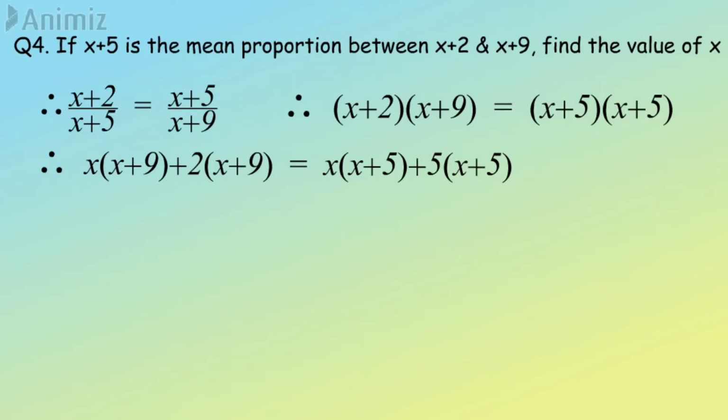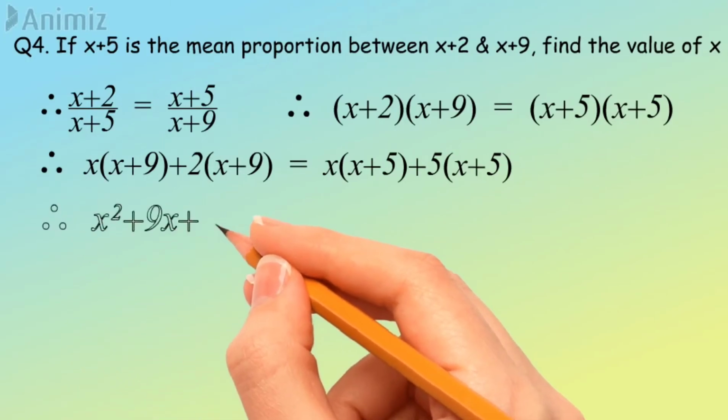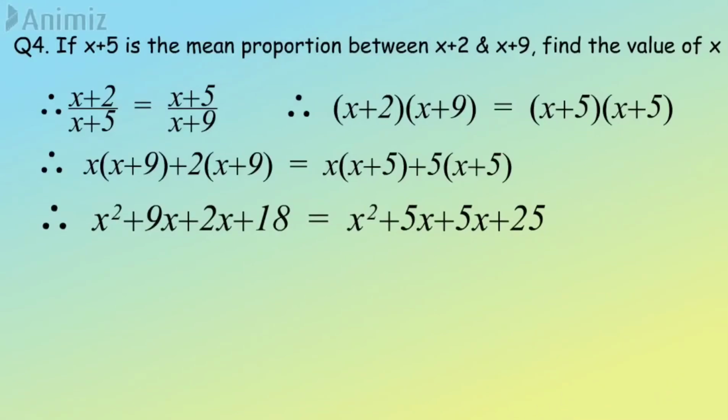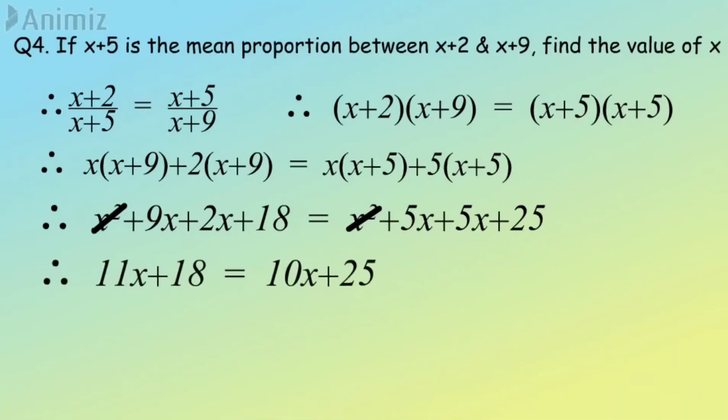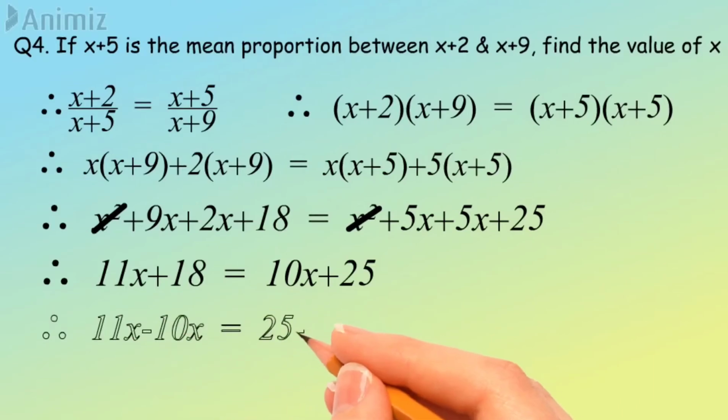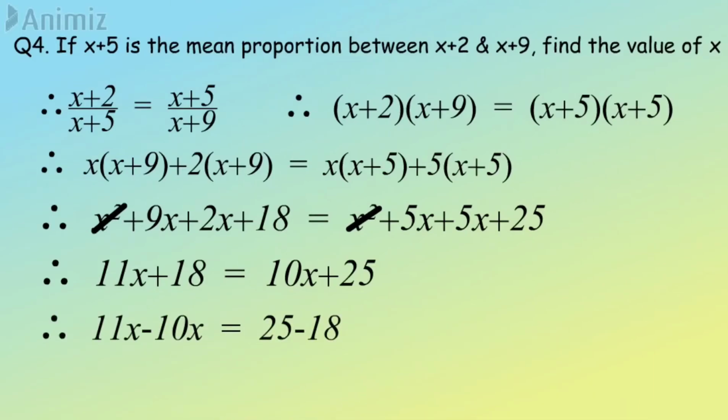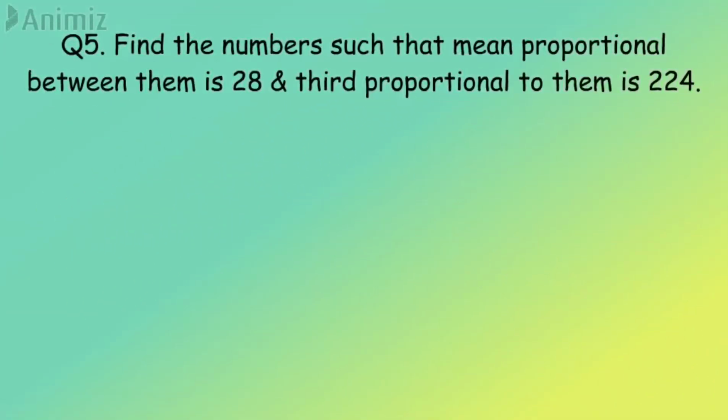Now multiply, you will get 4 terms on left hand side, 4 terms on the right hand side. Now what is common? X square. So you have to cancel x square on both the side. Now just cancel. After that what you will get? 11x plus 18 equals 10x plus 25. Now transfer x one side as usual. What you will get? Value of x directly. What is it? X equal to 7.